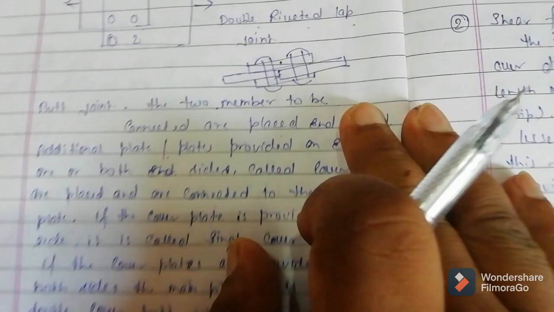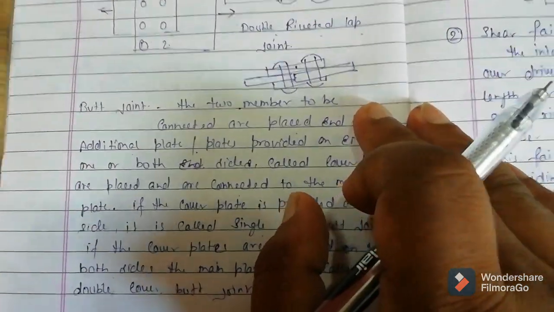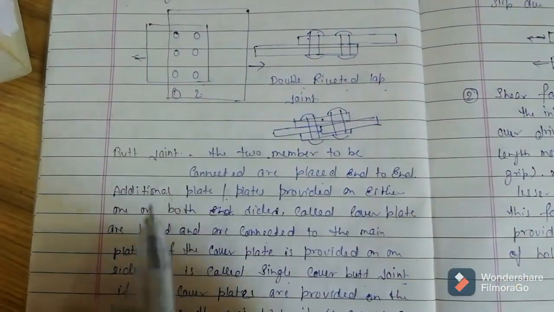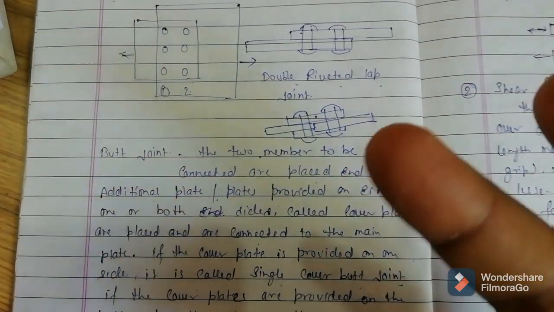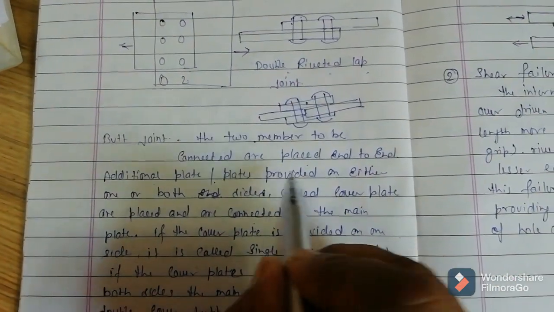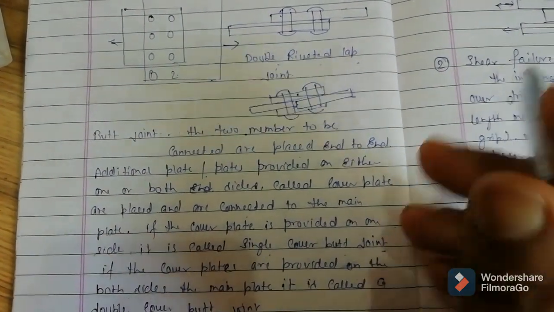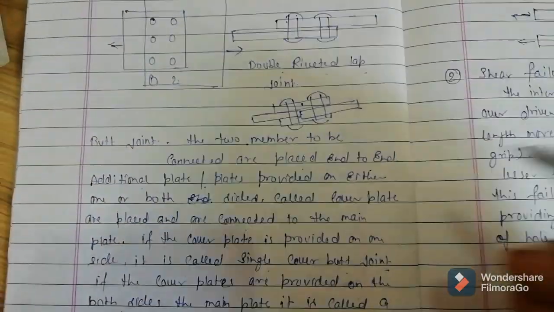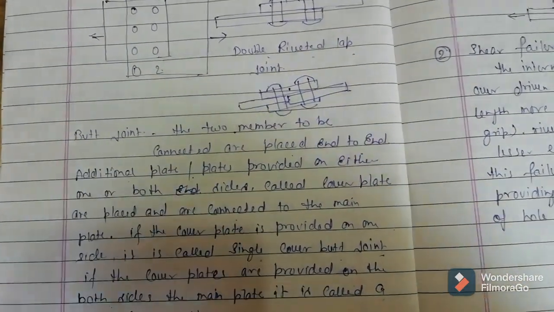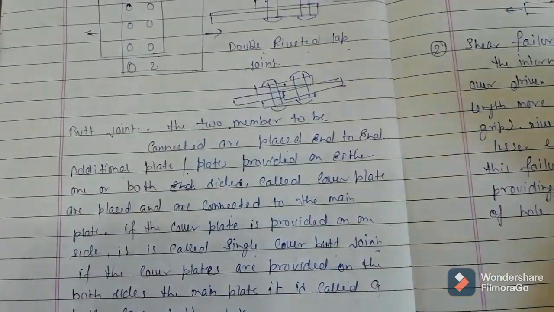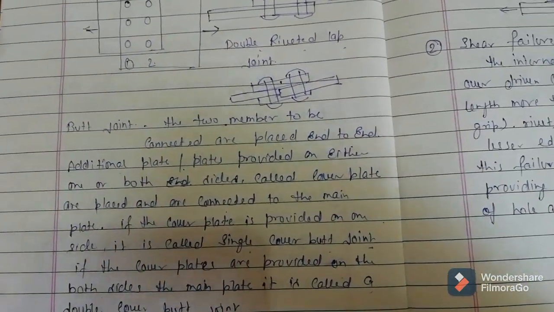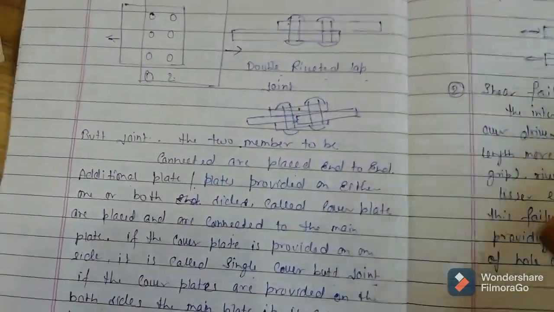So a butt joint can be like that. Butt joint means two members are connected, placed end to end, and you can provide the cover plate at the top. If you provide it on one side, that is called a single cover. If you provide it on both sides, that is called a double cover butt joint.